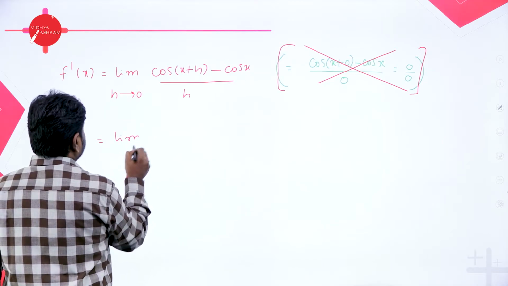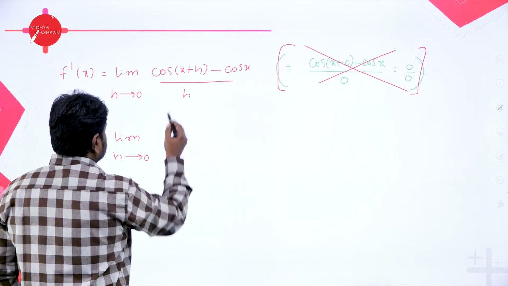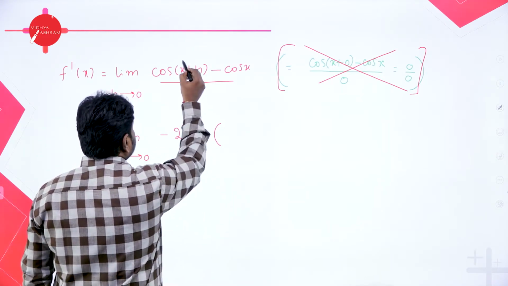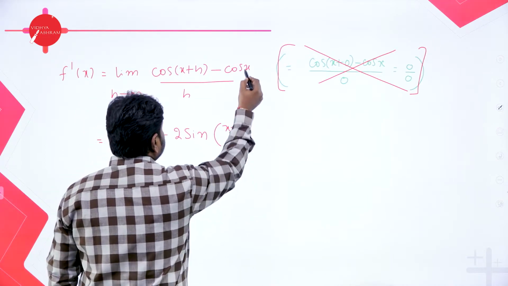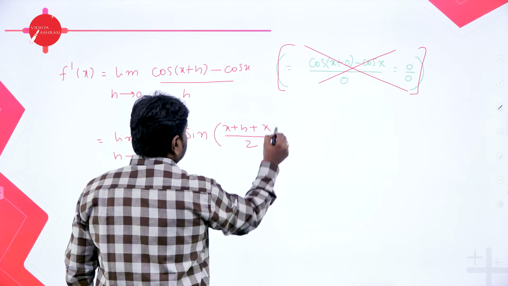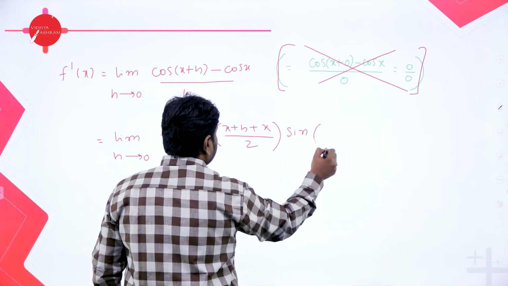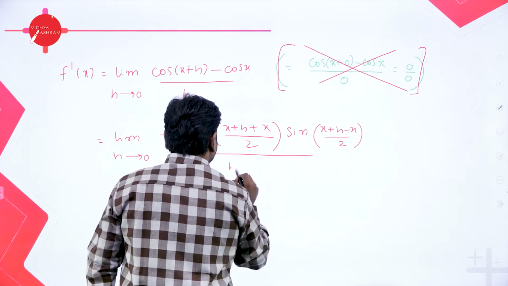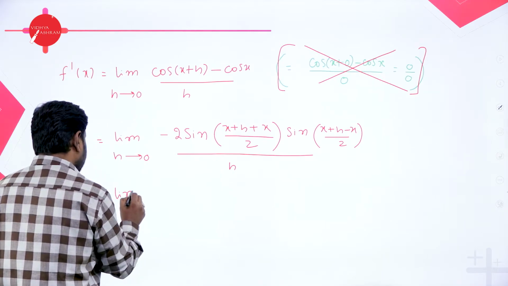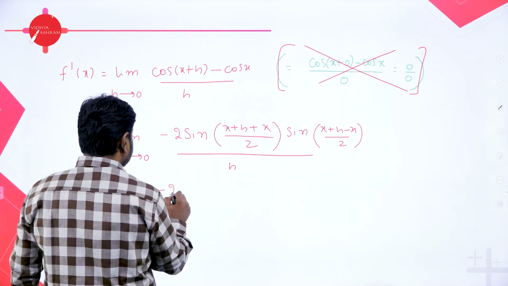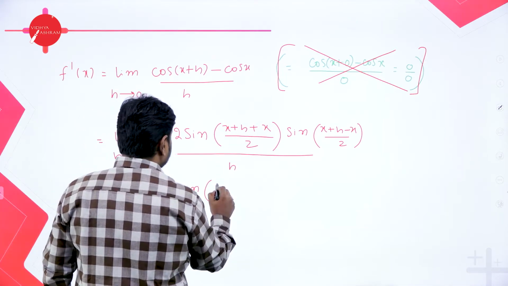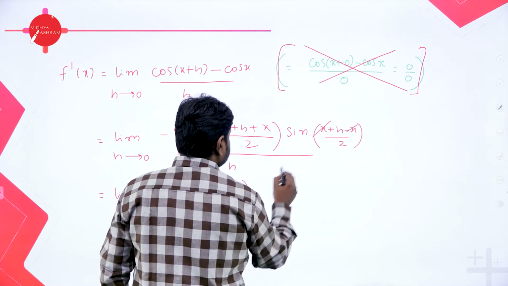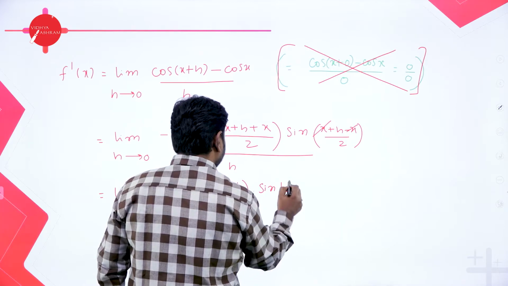I'll write it as limit h tends to 0, cos c minus cos d. What is cos c minus cos d? Minus 2 sin (c plus d by 2). C means this whole thing, x plus h, d means x. So c plus d by 2 into sin (c minus d by 2), which is x plus h minus x by 2, by h. Now simplify this further. Limit h tends to 0, minus 2 sin of (x plus x, which is 2x plus h) by 2, into x and x cancel, sin h by 2, divided by h.